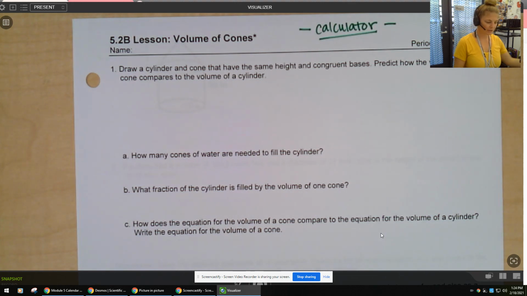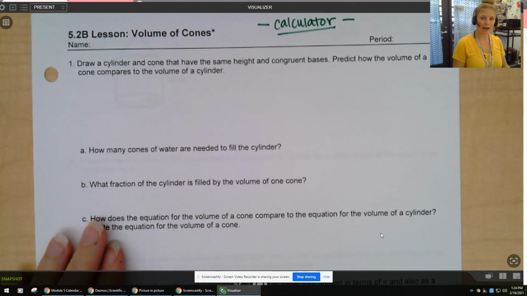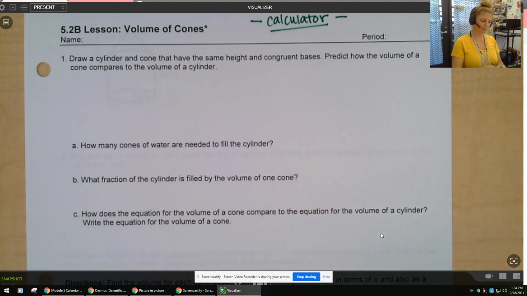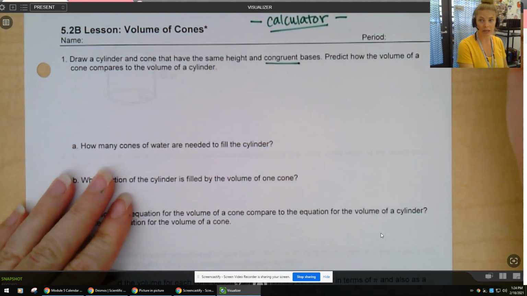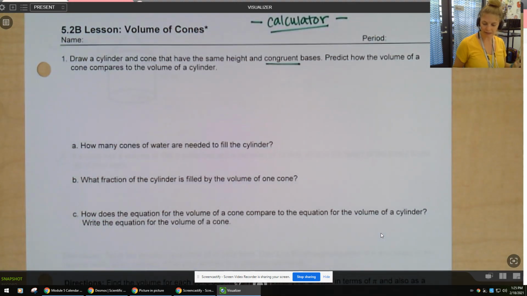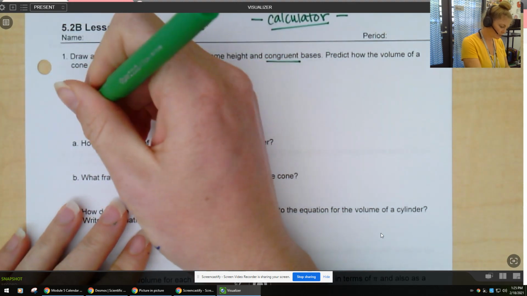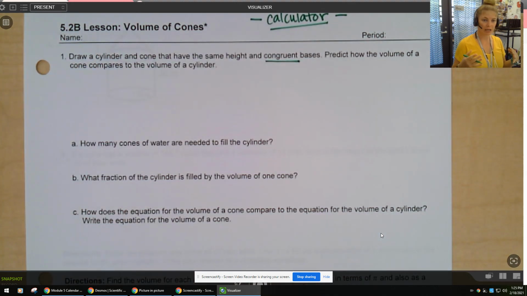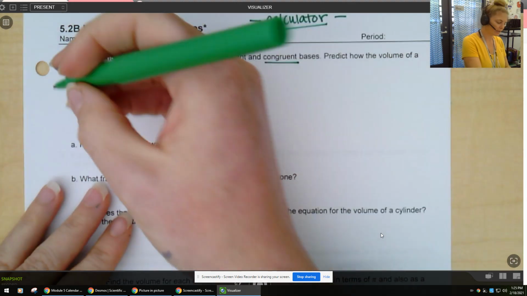Okay, so first thing we're going to do is test our drawing skills, and we're going to try and draw a cylinder and a cone that have the same height and the same base. So congruent bases, congruent like cookie cutters, exactly the same. So you could get some type of measuring device out to make sure they're the same, but sometimes what I like to think about is putting one inside the other so they have the same.